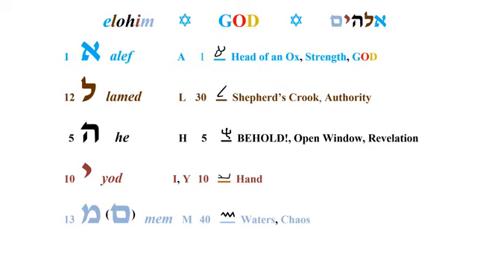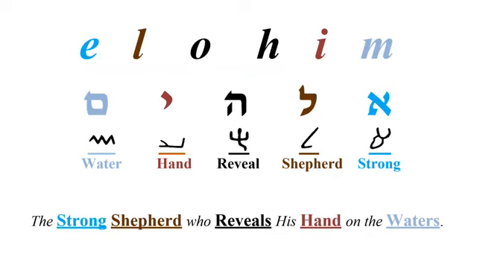The third letter was the Hey, which is behold, something's going to be revealed. The fourth letter is a Yod, which is hand. And the Mem is water or chaos. So you can define out his title as the strong shepherd who reveals his hand on the waters. In other words, he controls the seas. Elohim is not his name. It is his title, and it's his power title. Got it? Because he's creating heavens and earth with this title.